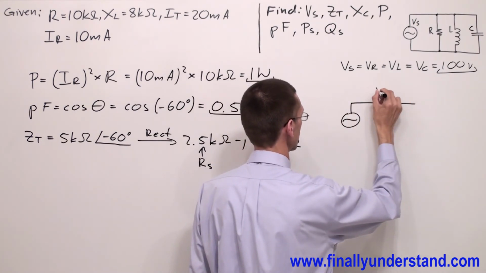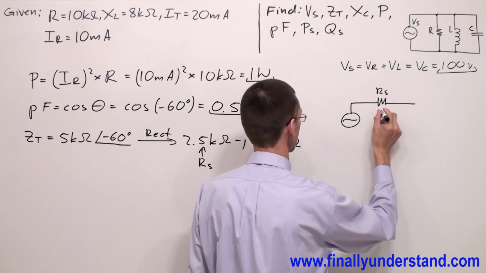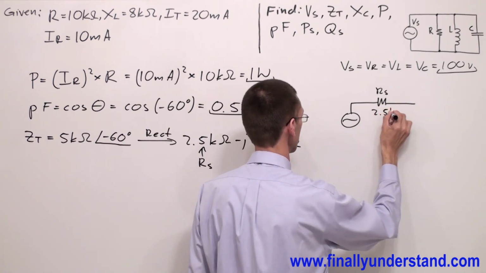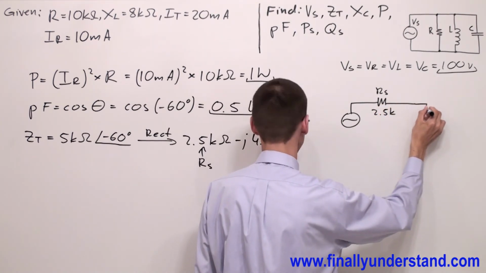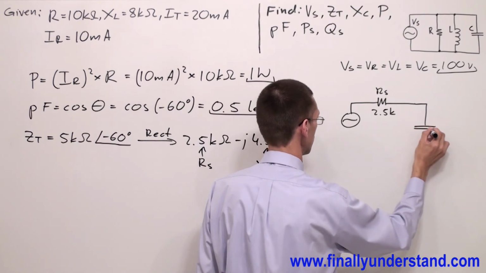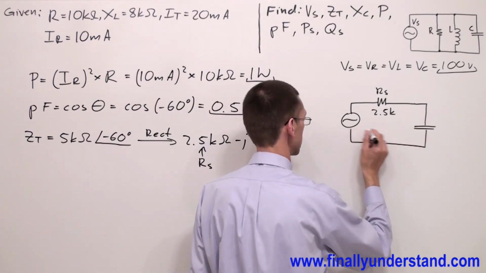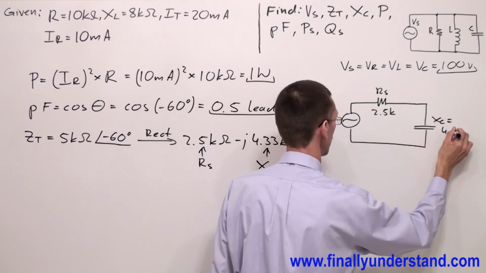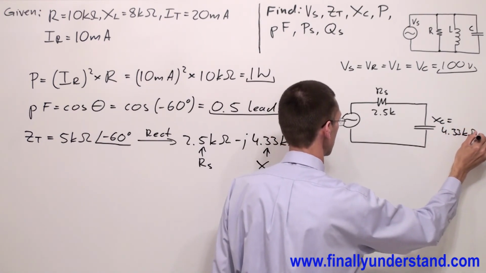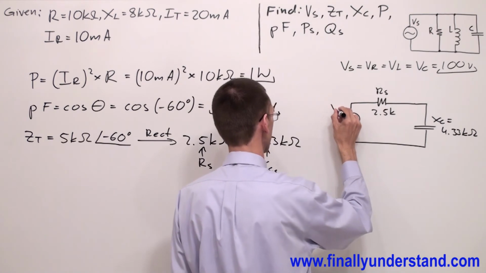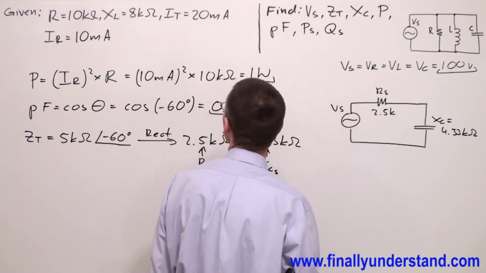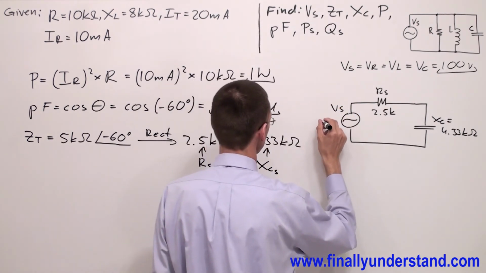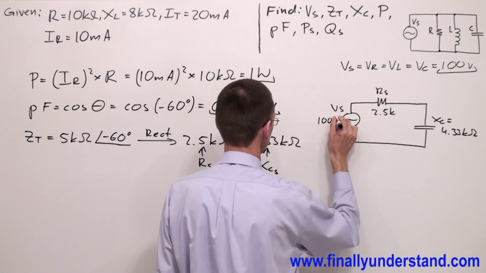So now we can draw the circuit. So I have resistor RS, which has a value of 2.5 kilo, and I have also a capacitor, which has capacitive reactance equal to 4.33 kiloohms. And this is, of course, my voltage source. And we said that the voltage source has a value of 100 volts.